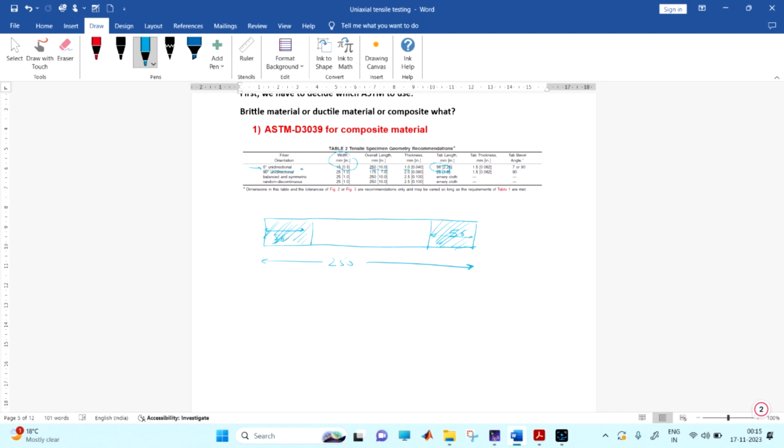Okay, the thickness is 1 mm, and the tab thickness, whatever tab we are going to put here, is 1.5 mm. If we are using a 90 degree unidirectional composite, where the fiber will be in the transverse direction, or balanced, symmetric, or random discontinuous, in that case the width is 25. We have to increase the width. Now, just symbolically, I have increased the width.